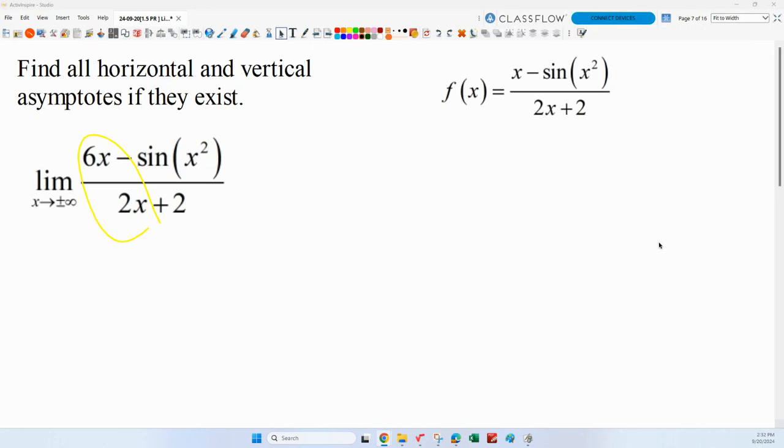Okay, so we know that the limit as x approaches plus or minus infinity is just equal to the limit of 6x over 2x, just the ratio of the leading terms, which is 3, right? So what's the equation of our horizontal asymptote for this thing? Y equals 3. Yeah. Right? So we know that much.